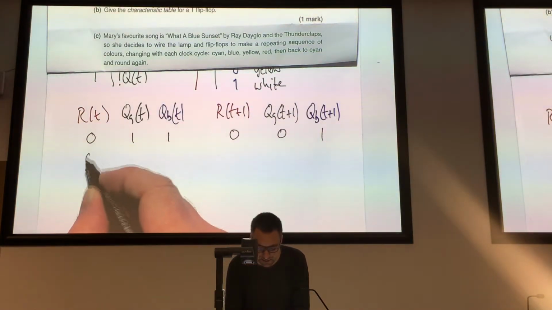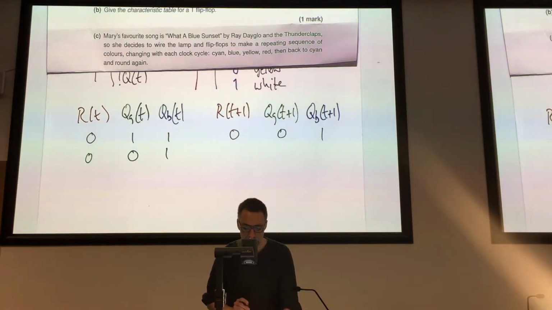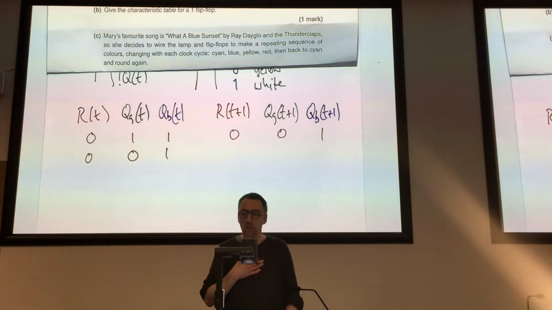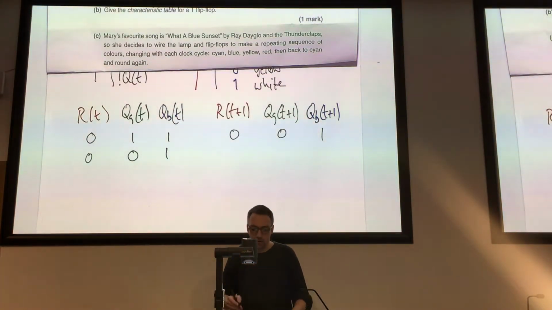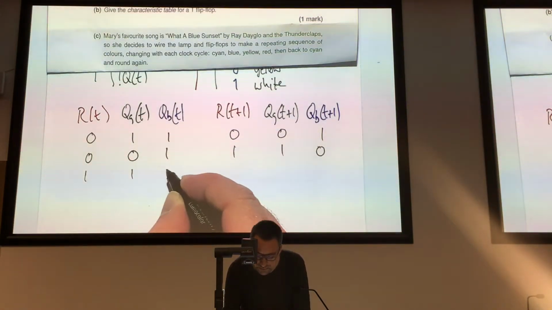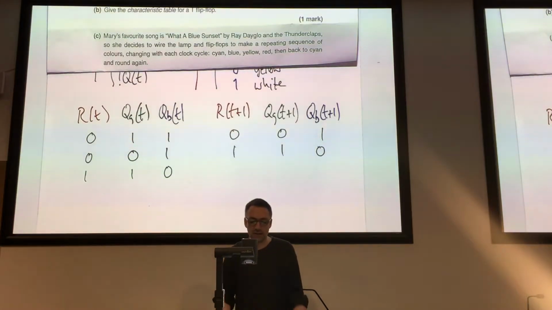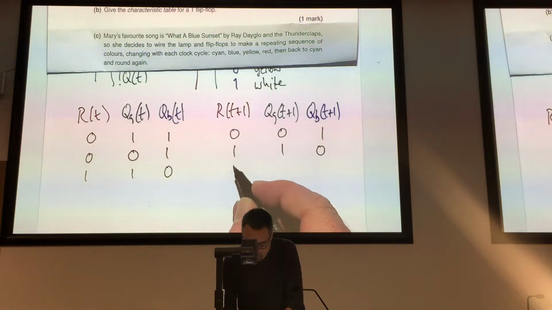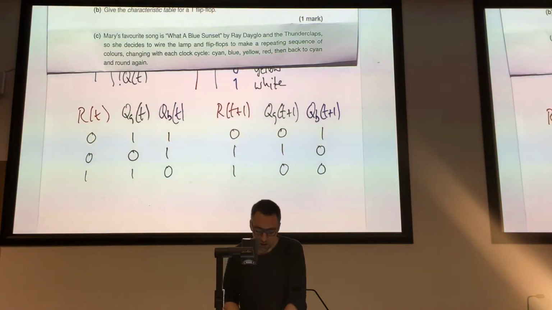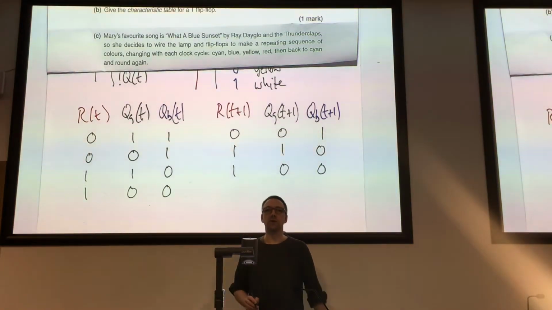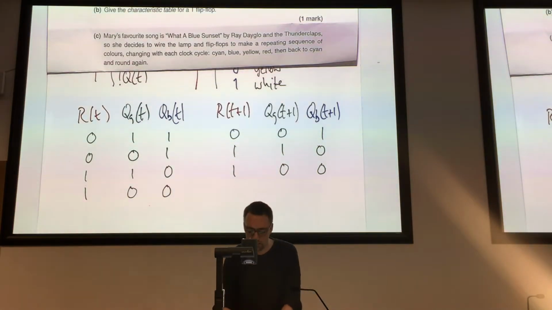Okay, suppose we're in 0, 0, 1. What do we go to next? Yellow. And what would yellow be? 1, 1, 0. Suppose we're in 1, 1, 0. So that means yellow. Where do we go to next? 1, 0, 0. All right. And suppose we're in, so that's red. Suppose we're in red. Where do we go to next? 0, 1, 1, back to cyan.